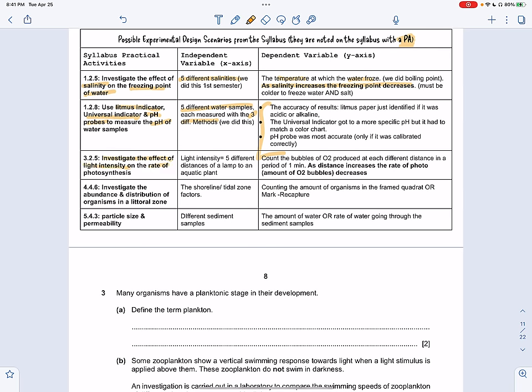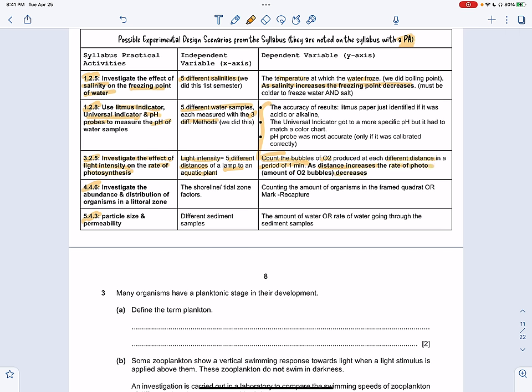Investigate the effect of light energy on the rate of photosynthesis. This is also the same standard in learning outcome and practical activity as in AICE Environmental. So for light intensity, we're going to do five different distances of a lamp to an aquatic plant. As it photosynthesizes, we're going to count the bubbles of oxygen produced at each different distance for a period of 1 minute. We're going to repeat each distance five times, with five different distances. Take an average. You should find that as the distance increases, as it gets further away, the rate of photosynthesis decreases.